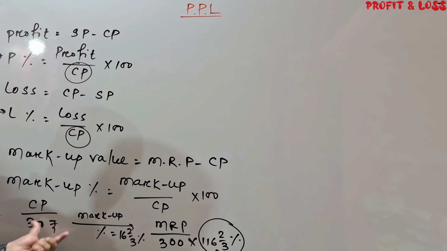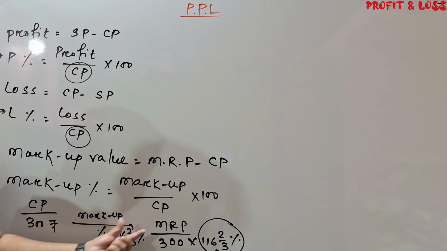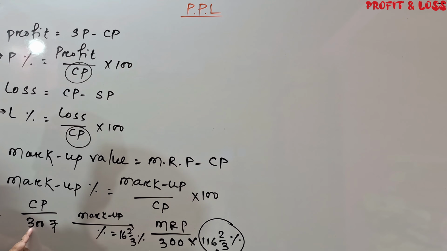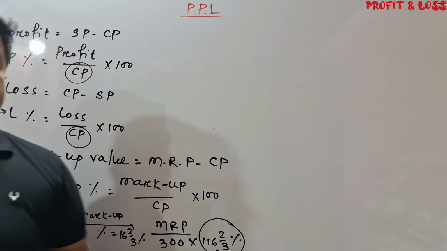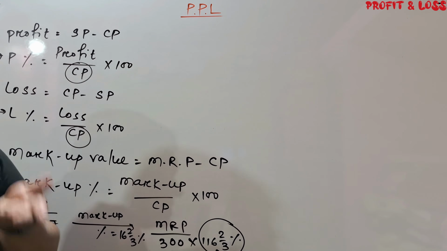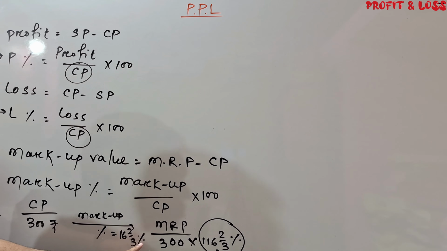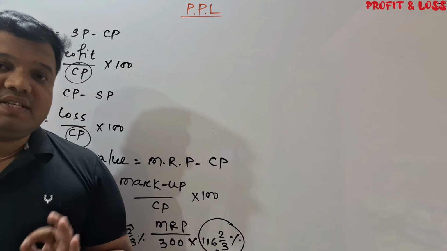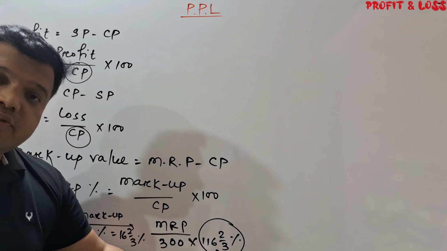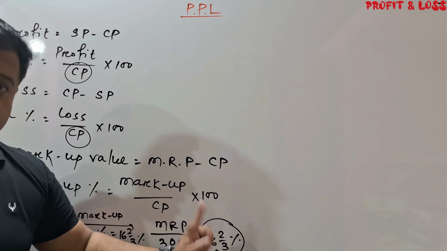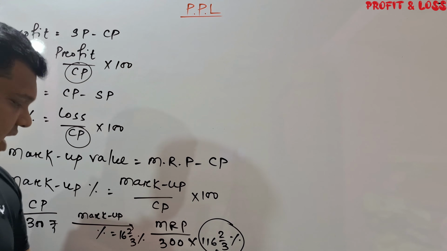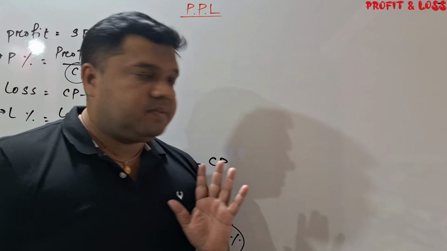Cost price is given. Markup percentage given. You are going to find the MRP. And you know how to find the MRP? Now MRP is equal to cost price into profit percentage. Markup percentage indicates what? Profit percentage, means percentage increase. The 16 whole 2 by 3% increase means what? Now 116 whole 2 by 3%. Convert it into fraction, this is 7 by 6. So multiply 7 by 6 with 300. I will get 350. So 350 is the MRP.